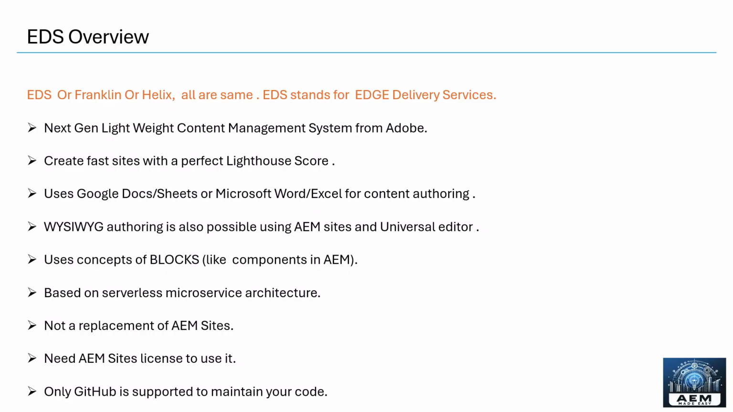So let's first talk about what EDS is, then we'll see the architecture of it. EDS stands for Edge Delivery Services. It was previously known as Project Franklin or Helix or Composability. So what is the use of it? It is used to create fast sites with a perfect Lighthouse score, and we can also continuously monitor site performance through real user monitoring.